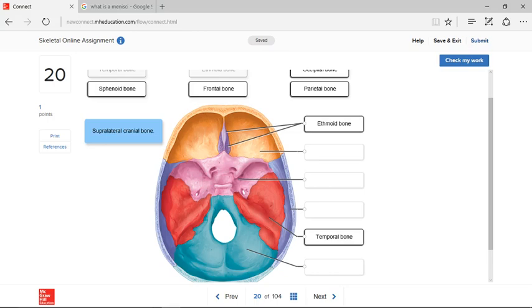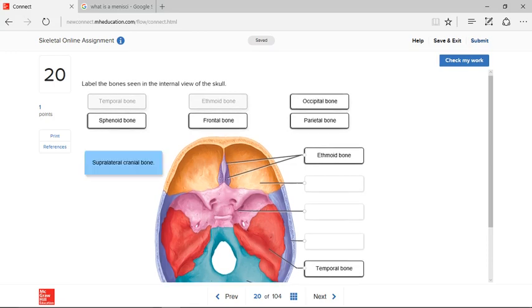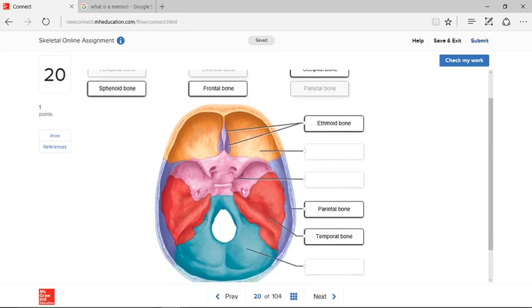What do we got? The supralateral cranial bone is the parietal bone. You know, that's just like mainly the posterior, superior part of the skull, right? The top part of your skull. That has to be the parietal. Where did I already put it? No. There it is. All right, there we go.